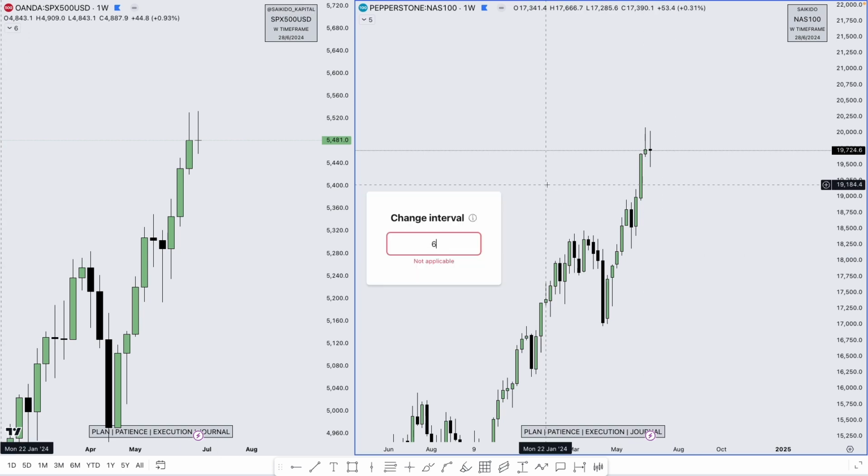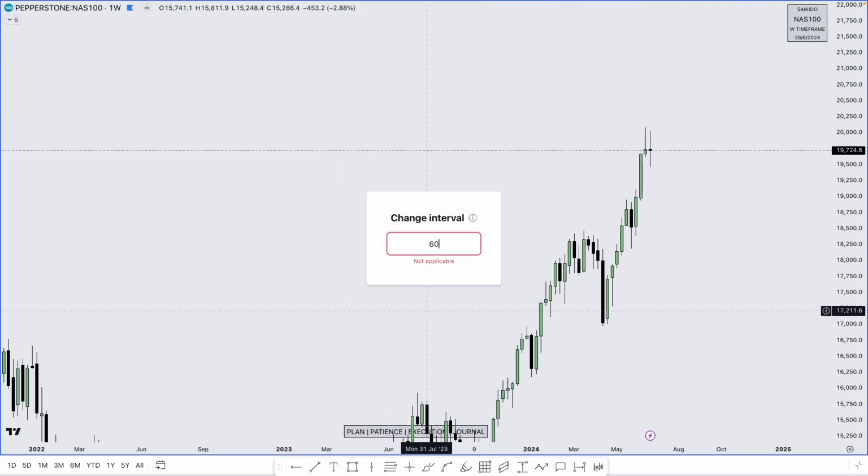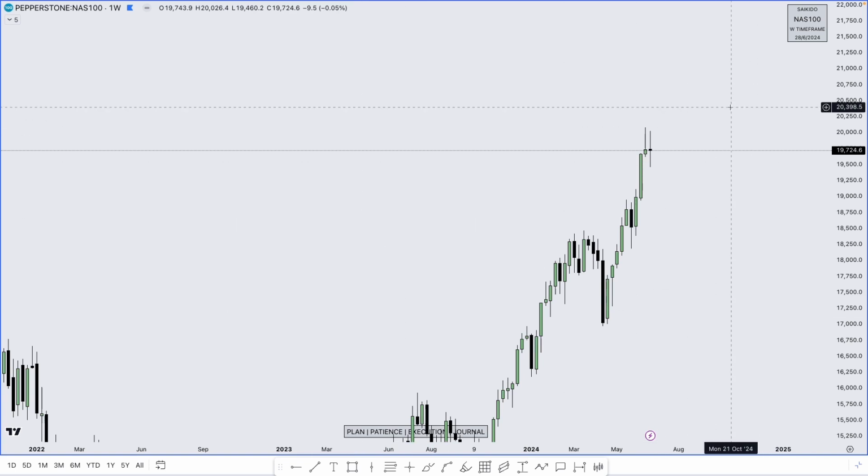I don't know what's happening. I can't change interval. Okay, let's zoom in first. 15 minutes. Okay.